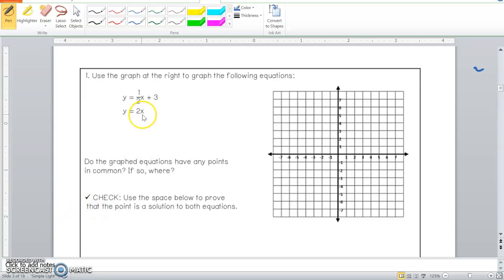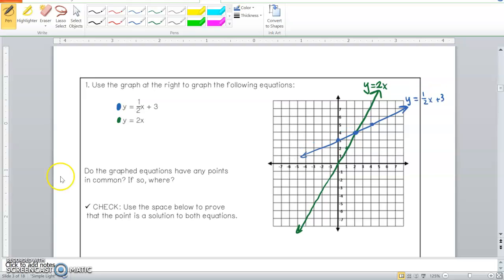So go ahead and take a moment and graph these two equations onto the graph shown. If you graph your lines appropriately, this is what it should look like. And then we have the question, do the graphed equations have any points in common? If so, where? There is one point that these two graphs have in common, and it is right there.